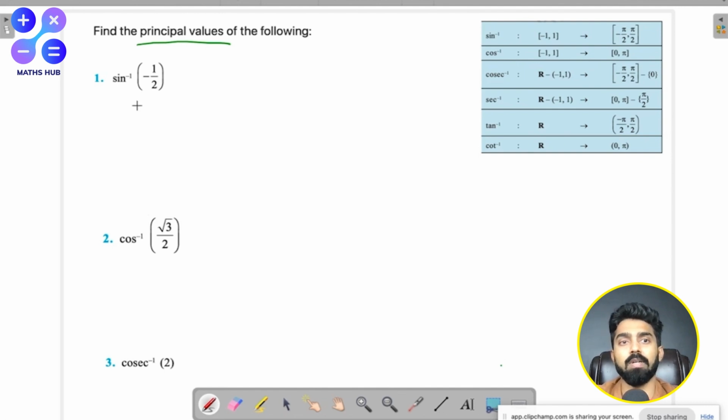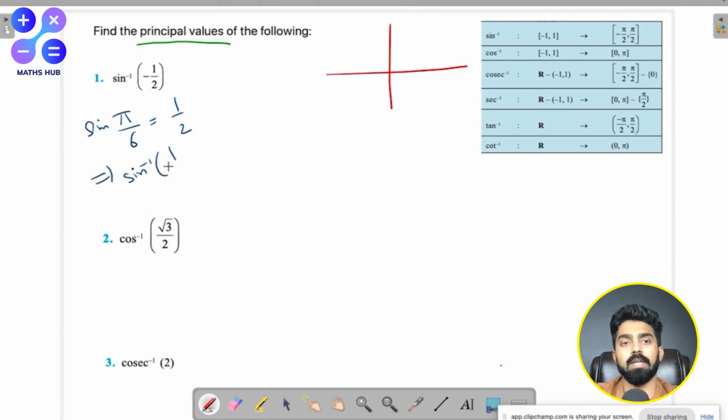So we need to find sine inverse of minus half. So what do you do here? There are multiple ways to solve this, right? You know that sine 30, or sine pi by 6, is 1 by 2. So this means sine inverse of 1 by 2 will give you pi by 6. But we need sine inverse of minus 1 by 2.